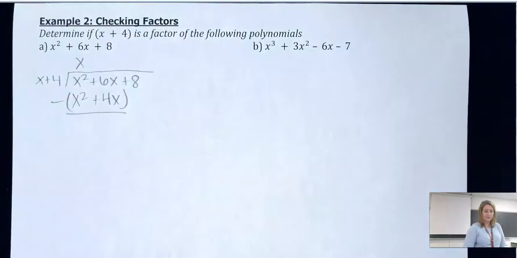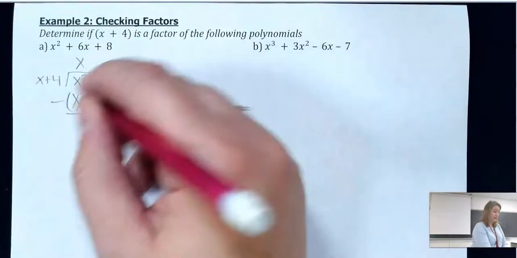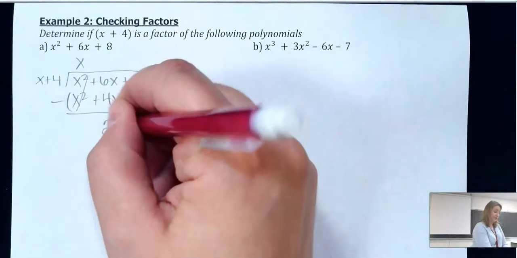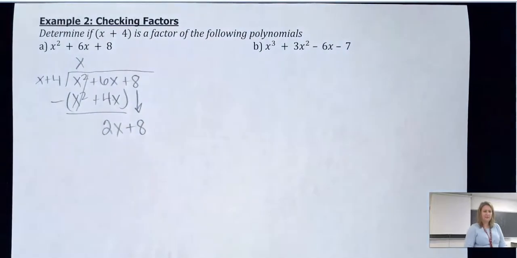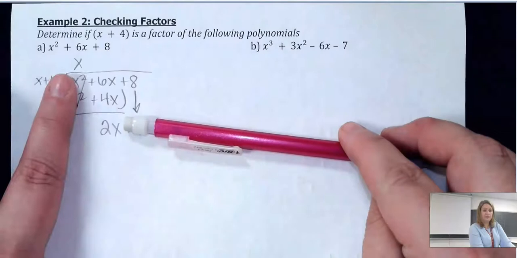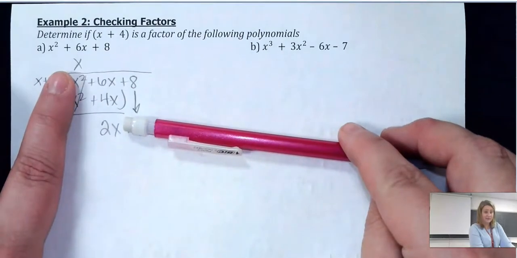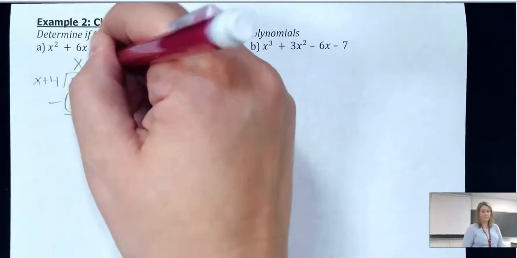Subtract between each of these steps for your division. So this is going to be 6 minus 4, which is going to be 2x. Bring down your next term, which is going to be the 8. You're only looking at the first term to start this out. What would you multiply x by to get 2x? And so that's going to be 2.